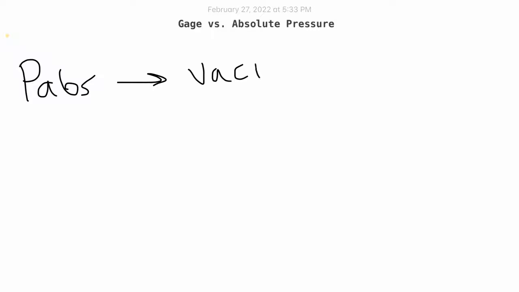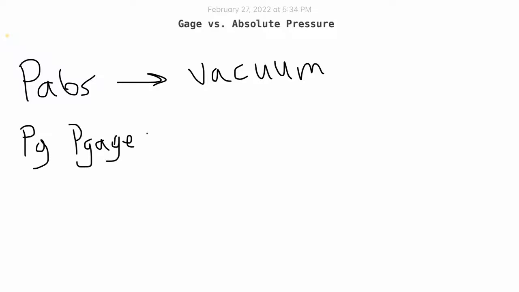Today we're going to go through the difference between gauge and absolute pressure and then the relationship between the two. So to start, absolute pressure is usually denoted as PABS, and this is in relation to a vacuum, so its 0 point is at a perfect or absolute vacuum, which is kind of where the name comes from in terms of absolute.